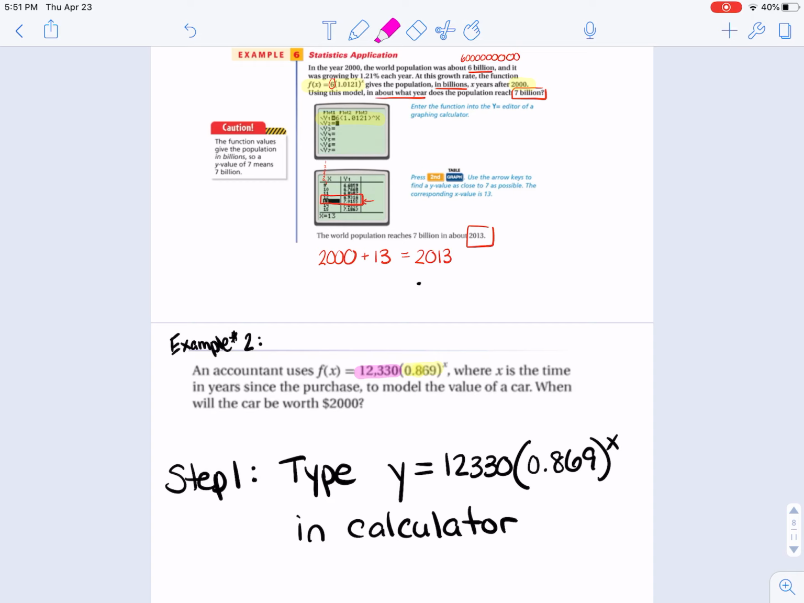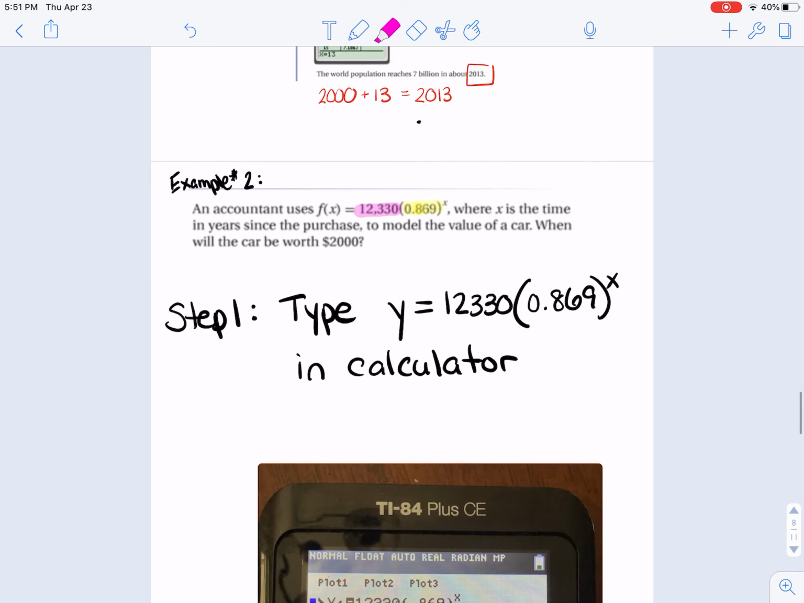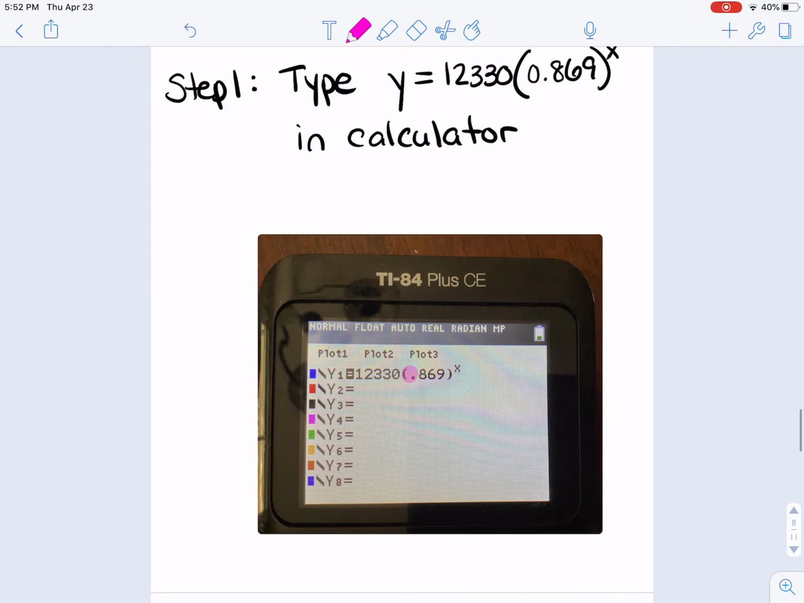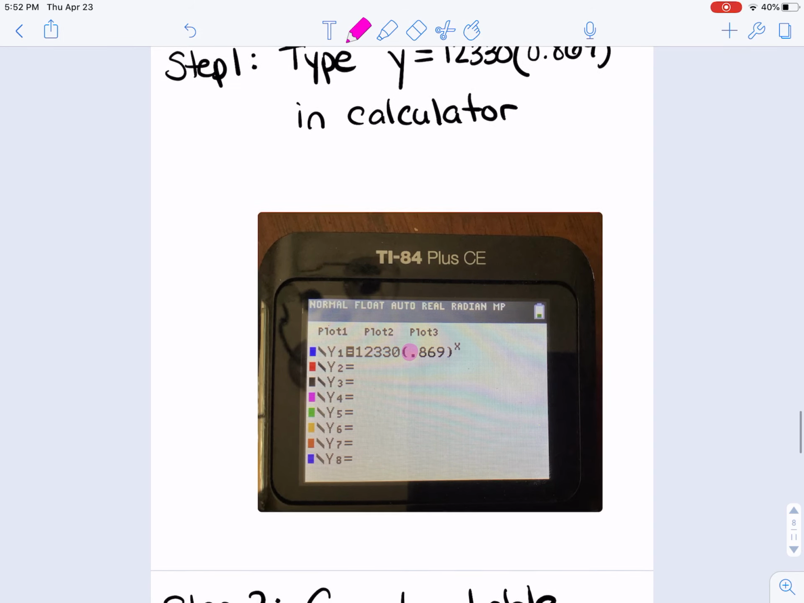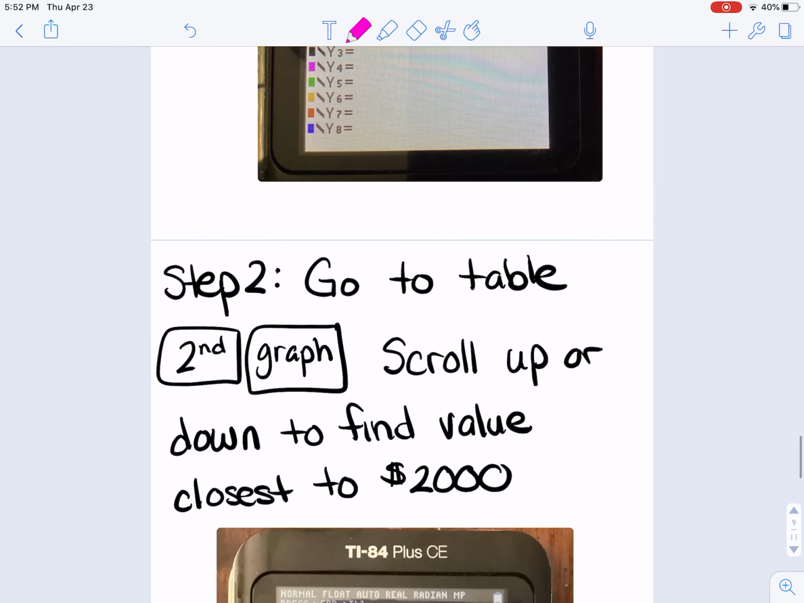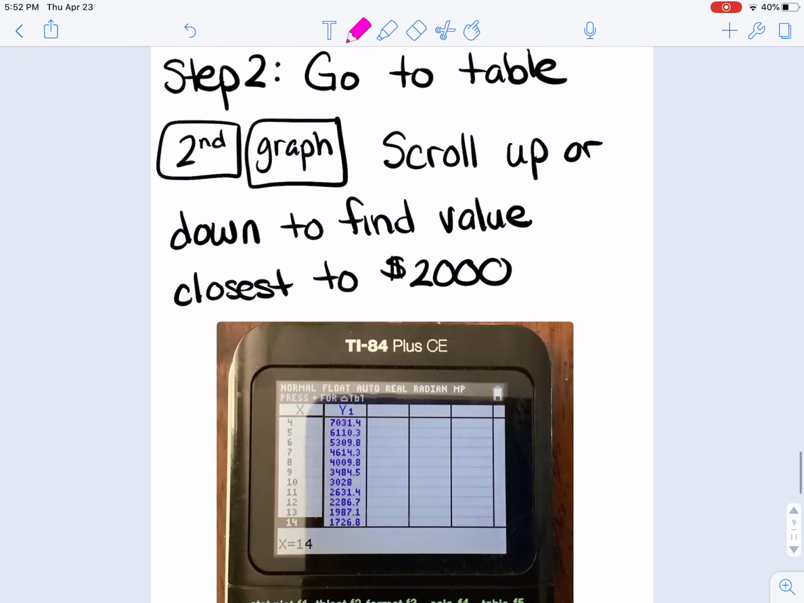So what you're going to do first is type this into the calculator. Press the y equals button, and enter 12,330 times 0.869 raised to a power of x. Even if I put a 0 in front of the .869, it's not going to make a difference; it'll accept it either way. After you do that, you are then going to go to the table. So you're going to press second, the graph key. Now you're going to scroll up or down to find the value closest to 2,000.